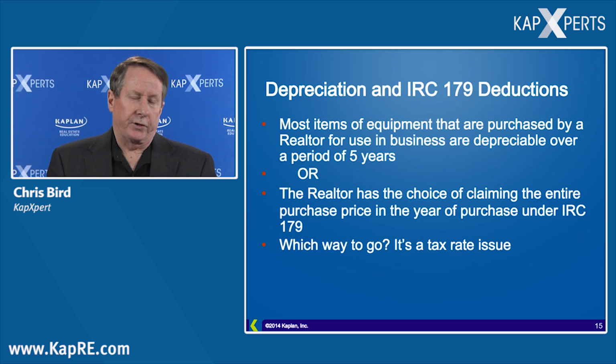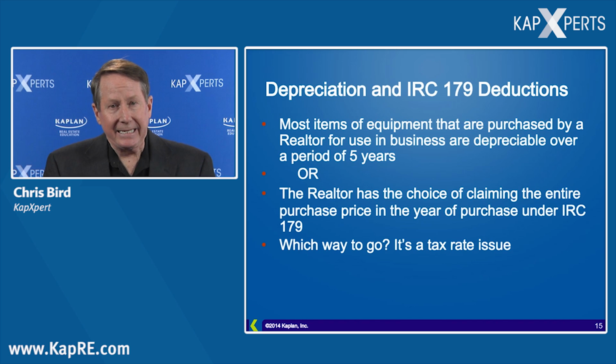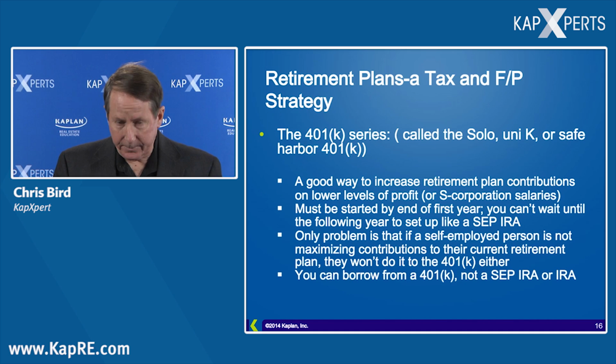Let's get away from vehicles for just a minute. Let's say that you go out and buy a computer, a laptop, a desk model, desk furniture, things like this. You have a choice between claiming the $179 deduction or depreciating those items over basically 5 or 7 years. So it's something to talk to your accountant about.